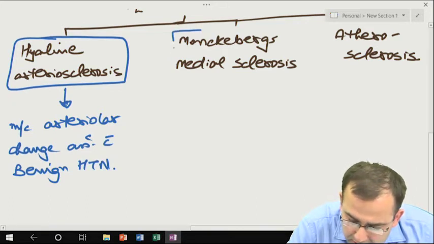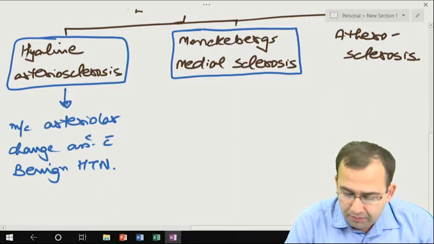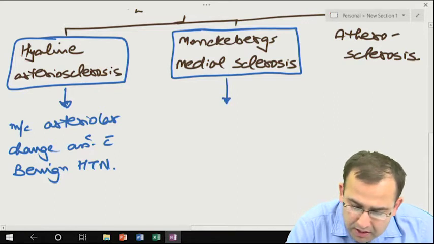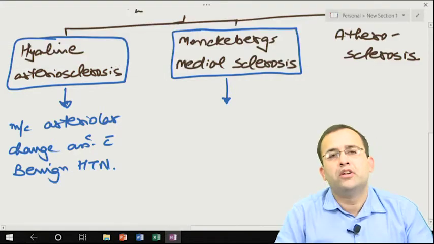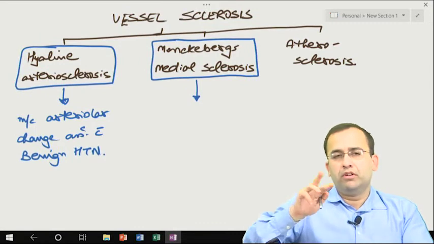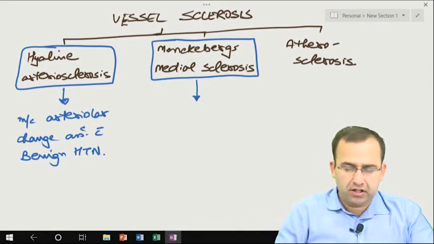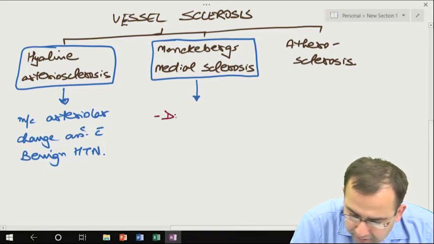Next, this gets us to Monkeberg medial sclerosis. Monkeberg medial sclerosis is which type of calcification? We did this in general pathology, cell injury. What were the types? Dystrophic and metastatic. This is a dystrophic calcification.